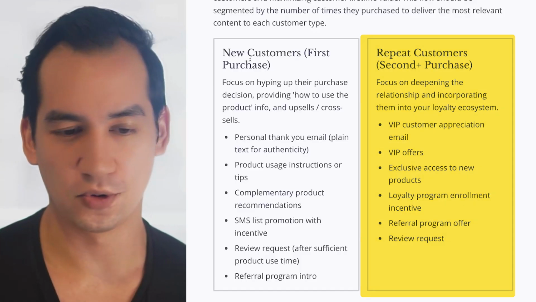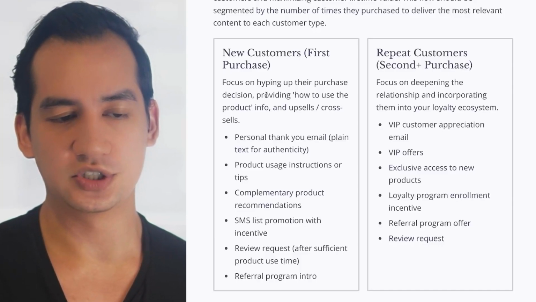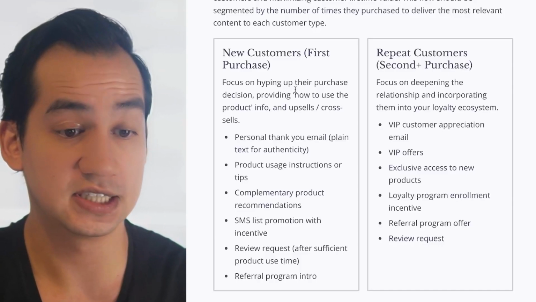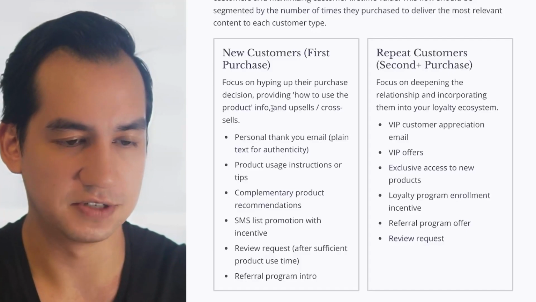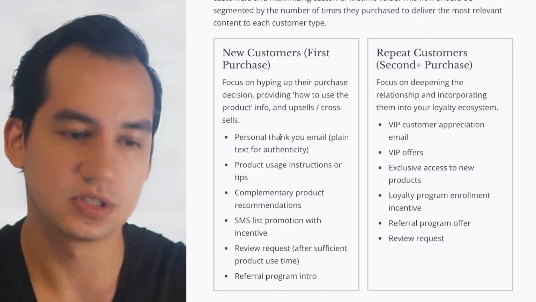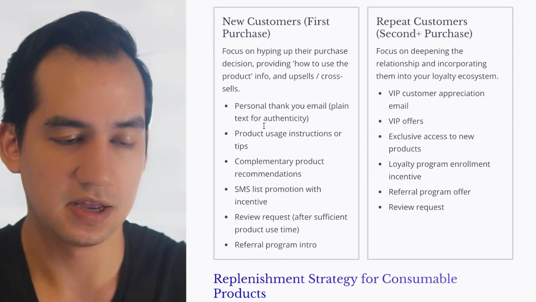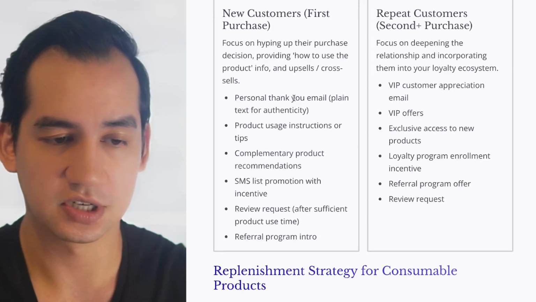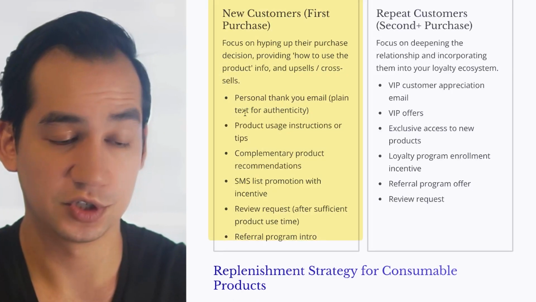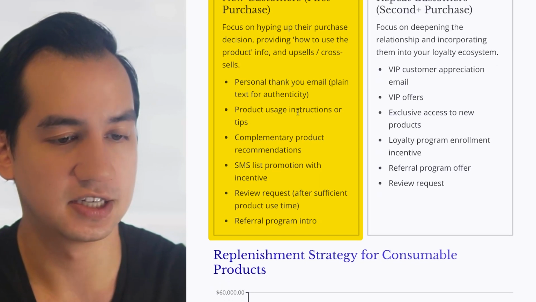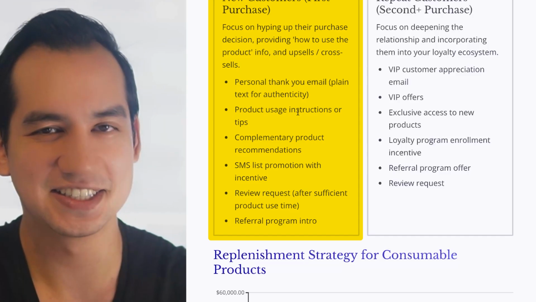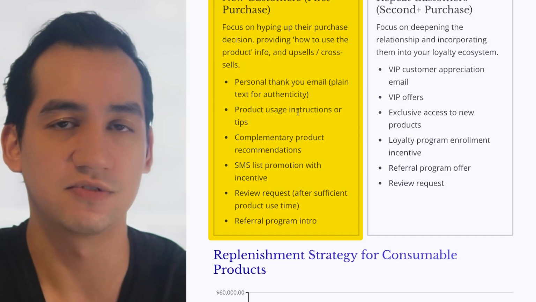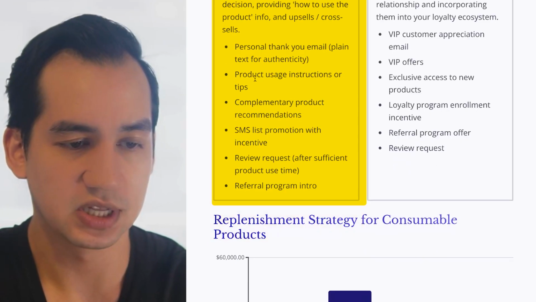So 3rd, 4th, etc. So on new customers, the main thing you're going to want to focus on here is hyping up their purchase decision, providing how-to-use-the-product info, and upsells and cross-sells. All right, so some examples here that we typically include is going to be the personal thank you note, which we use plain text for authenticity so it doesn't come off as some marketing email. The idea is that it's sent directly from a team member or the founder in plain text format.